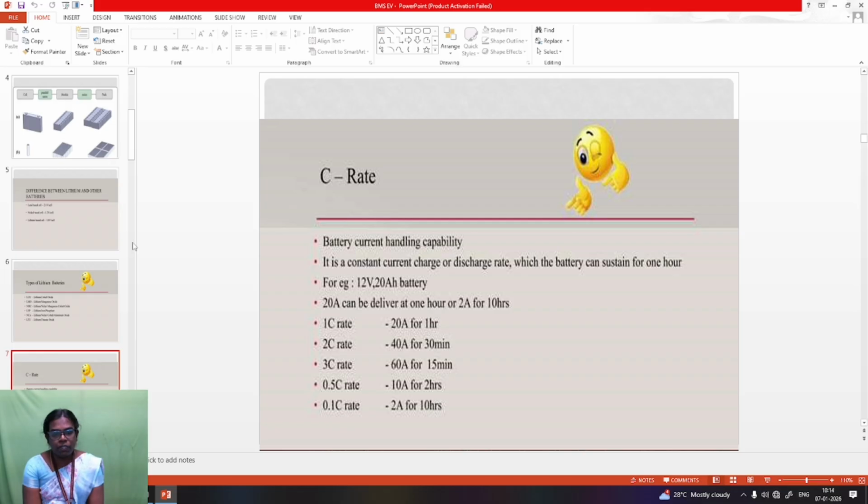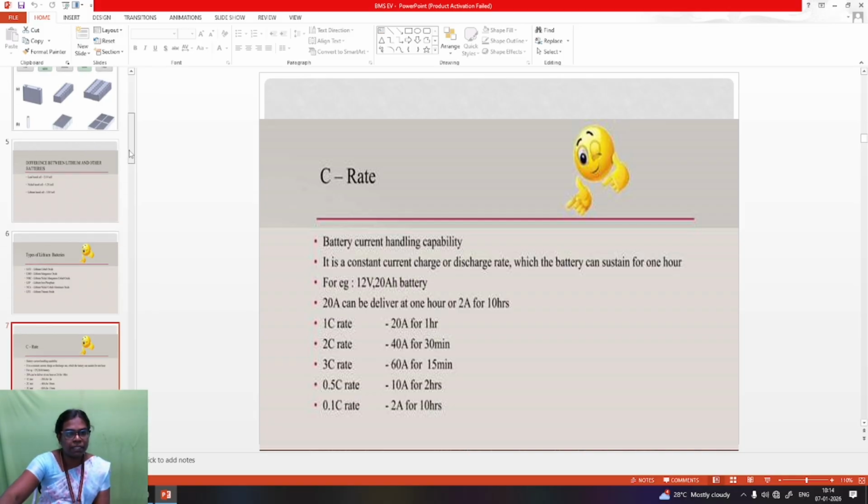So if the battery is at 1C rate, the time to fully charge is 1 hour. If it is 2C, 30 minutes. If it is 3C, 15 minutes. If it is 0.5C, 2 hours: 10 amperes for 2 hours, so we achieve 20 ampere hours. And 0.1C, 2 ampere for 10 hours, but we also achieve 20 ampere hours. So these are the differences between the charge rates. The charge rate is also important in the battery BMS system.